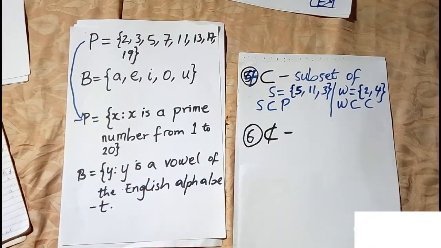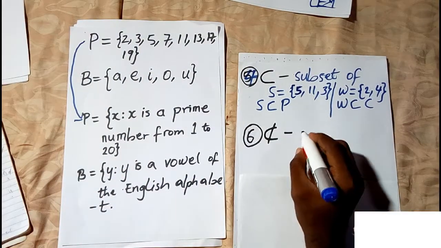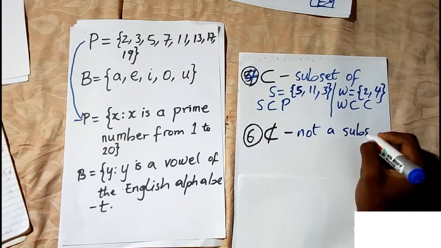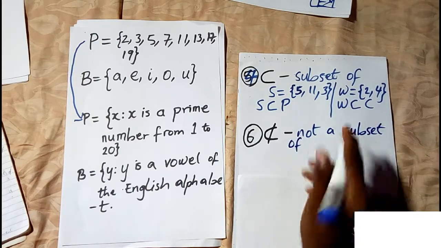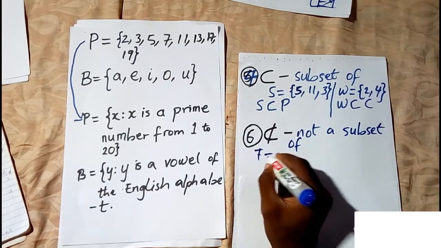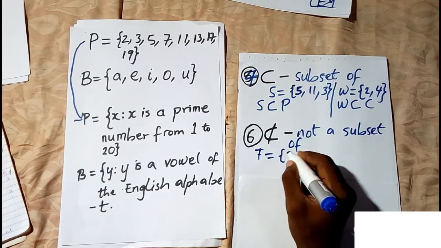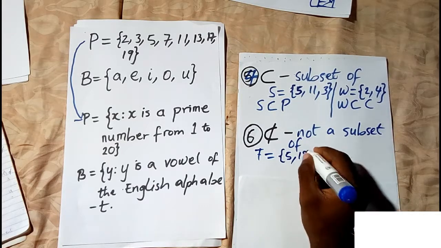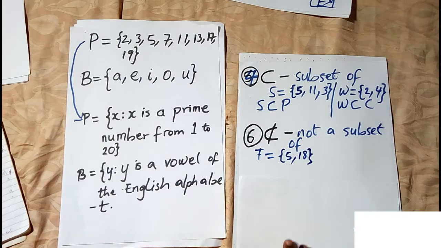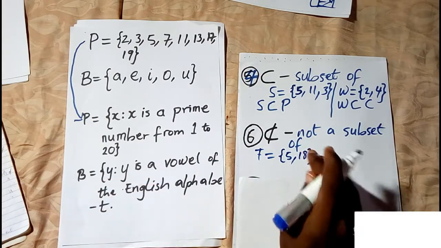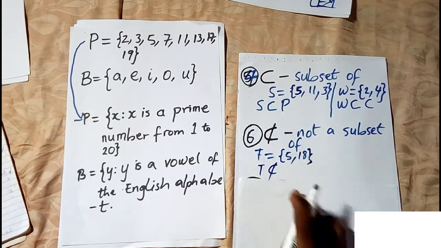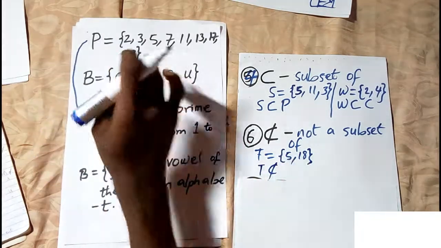So moving on, our next symbol is read as "not a subset of." So now a set, let's say T, T is equal to 5, 18. Yes, let's leave it at that. So now T is a set of 5 and 18. So this set now, we say T is not a subset of P.